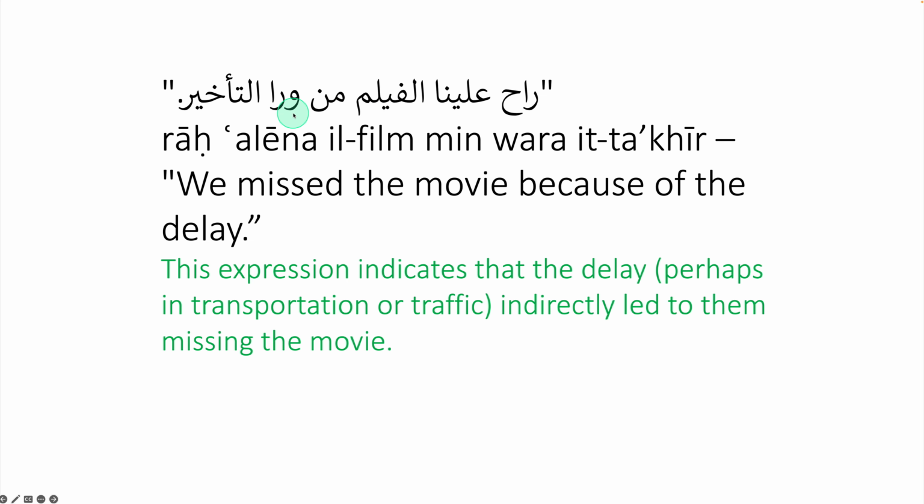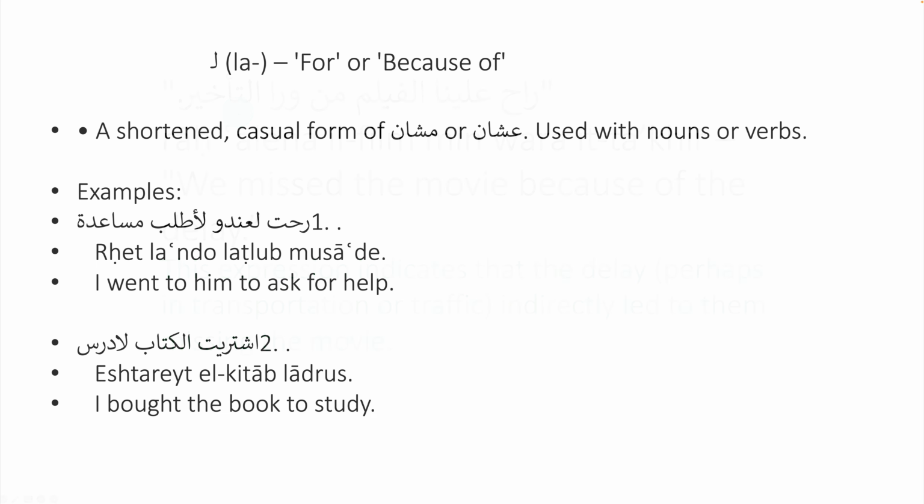من وراء, because of, التأخير, being late. Great. Our seventh type, I sort of lost track, but I think it's seventh. It's used on the meaning of for or because of. A shortened or casual form of Mishan or Ashan, and usually used with nouns or verbs. Let's have a couple examples.